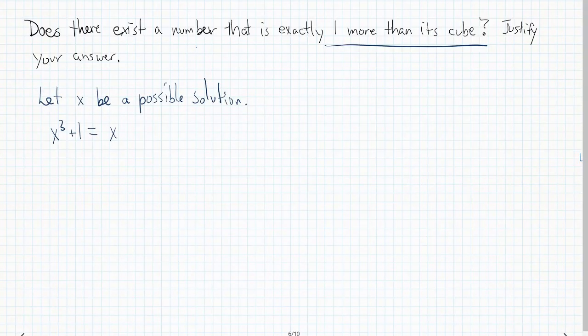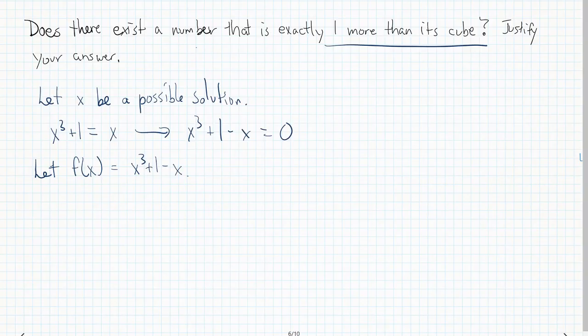So if you look, we can create a new function. So this implies that x cubed plus 1 minus x equals 0. Right? So now, let f of x equal x cubed plus 1 minus x. Now, we want to try and find a value where there's a solution to this, so where it equals 0. That might be hard, right? A lot of us don't know how to factor cubics or anything like that.